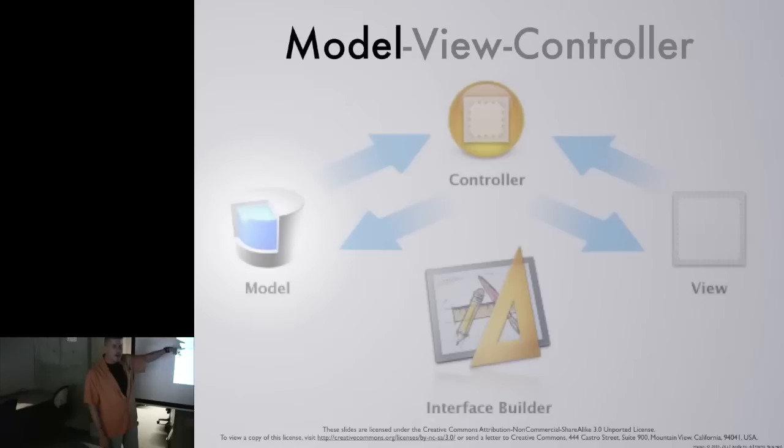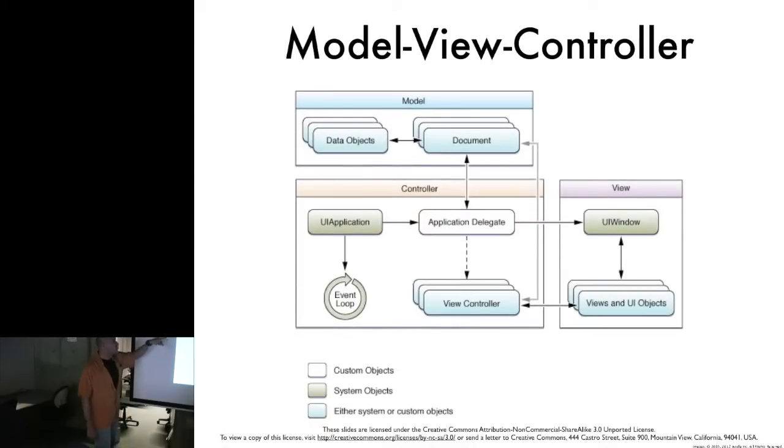This is what Core Data is all about. Core Data is all about your model. So, diving a little bit more deeply underneath the hood of MVC, if you look at the overview of where functionality and data sits in terms of MVC, when you've got your model, you've got your documents, and your data objects are here.